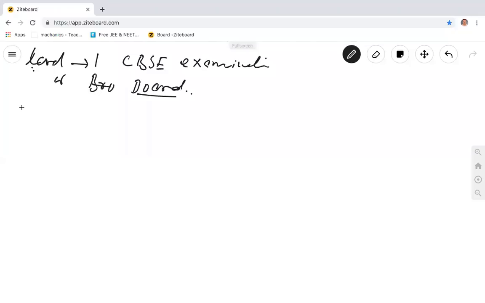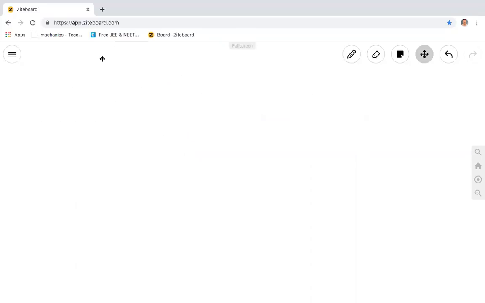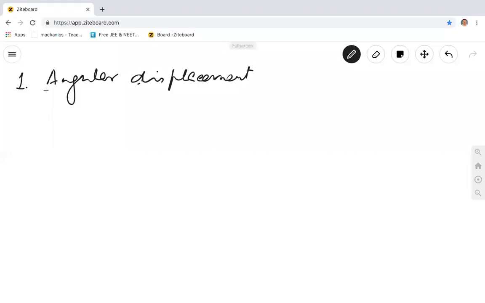Level 1 includes basic definitions, basic equations, basic derivations for circular motion. In order to understand circular motion, first of all, we have to understand angular displacement. We need to understand what it is.